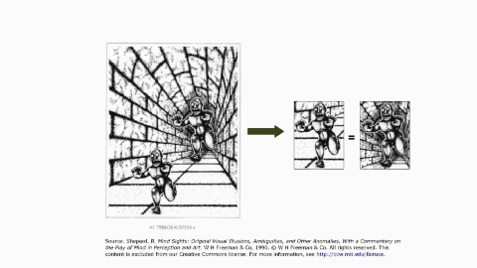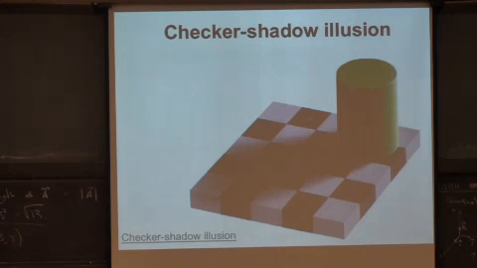Here's two monsters chasing each other, but in fact they're identical in size. The perspective cues make the more distant one look much bigger. This is from Ted Adelson. This is a beautiful demonstration of an illusion.